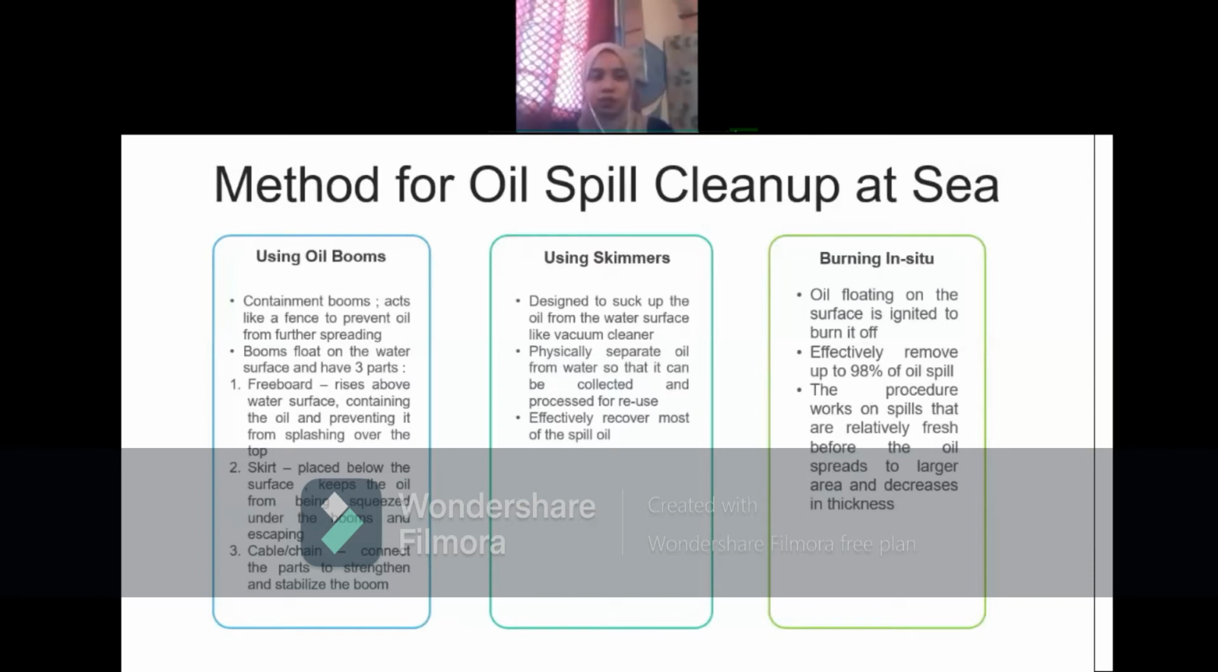Lastly is burning in situ. In this method, oil floating on the surface is ignited to burn it off. This in situ burning of oil can effectively remove 98% of an oil spill, which is more than most other methods. The minimum thickness of the slick on the water surface is 3 millimeters, because it will be very difficult and nearly impossible to ignite a layer which is not thick enough. So the procedure works on spills that are relatively fresh, before the oil spreads to a larger area and decreases its thickness. So I will pass to Rashdan to explain another classification of water pollutant.